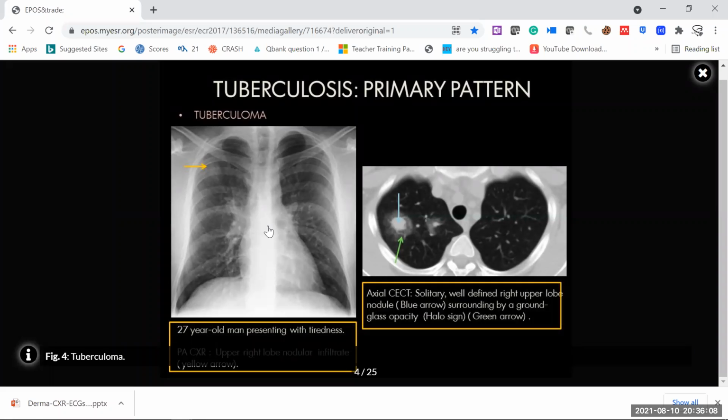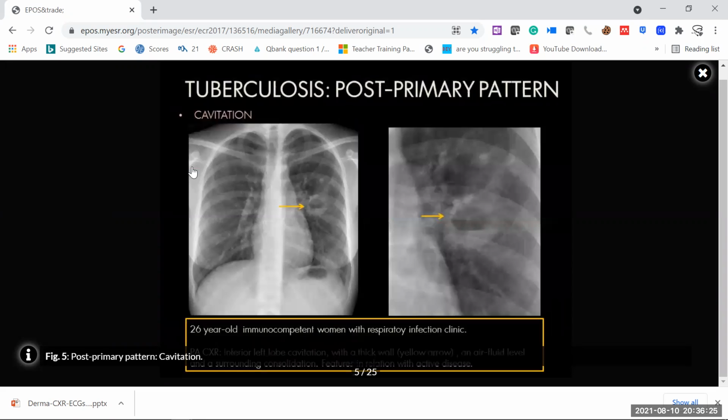So starting with the lymphadenopathy, and now this is the most obvious state where the infection has already progressed so much that it's going to form the tuberculoma. Starting with the lymphadenopathy, in the middle you can find consolidation, and in later stages you will find tuberculoma.